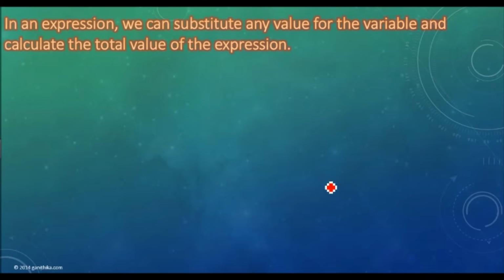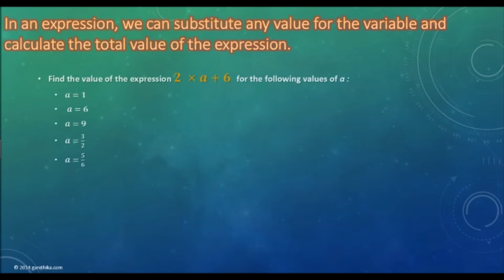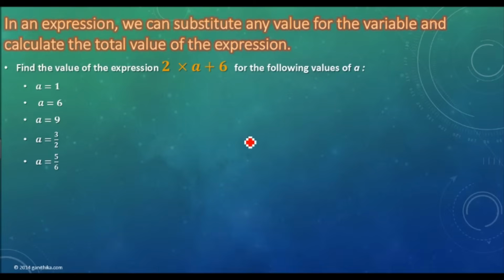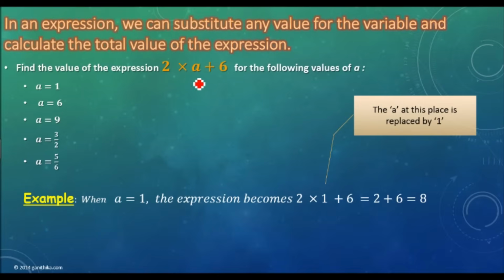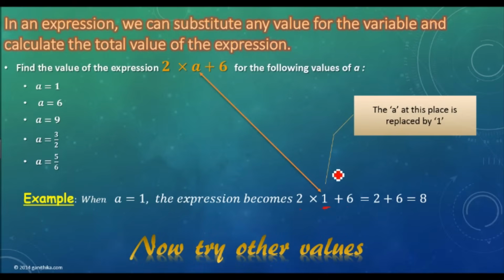Substitution means we put in the value for the variable. That is, we plug in the number into the letters. Find the value of the expression 2 times a plus 6 for each of these values. Okay, let's see how to do this. A equal to 1, what happens? There is an example here and you are supposed to do the rest of it. A is equal to 1, you bring the a here and replace it with 1, and it is 2 times 1 plus 6, 2 plus 6 is 8. So when a equals 1, the expression 2a plus 6 is 8. And try the other values yourself.